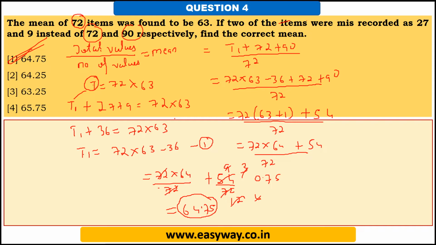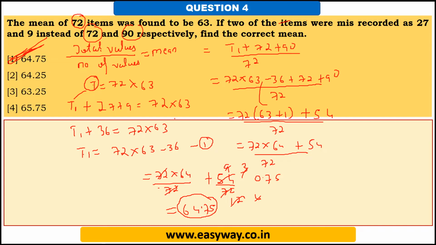Now next what we have to do, we have to find out the correct mean. So we have to take the values of all other 70 items, that is T1, plus the correct values, that is 72 plus 90, upon the number of items, that is 72. So what is T1? 72 into 63 minus 36. So after solving this we got the answer as 64.75. The option number 1 is the correct answer.